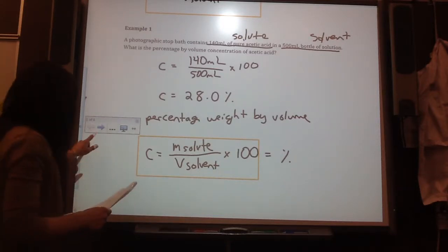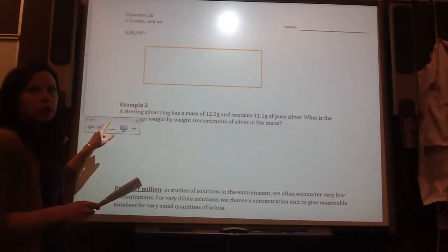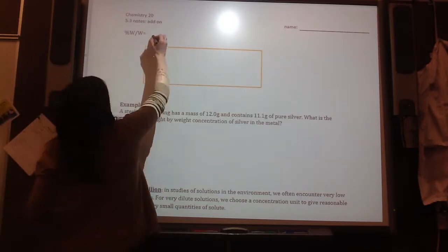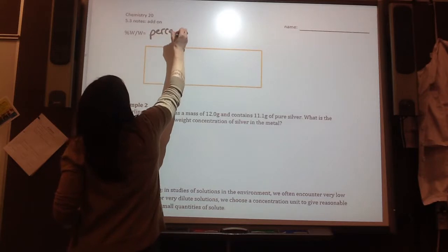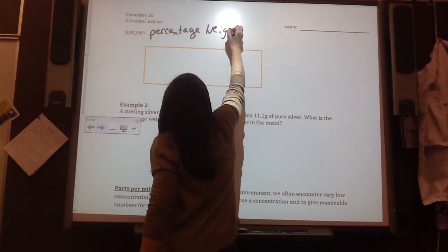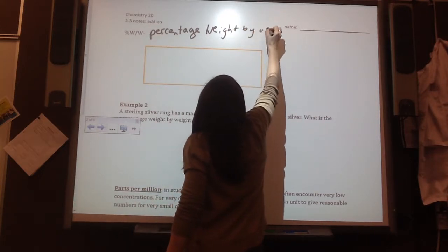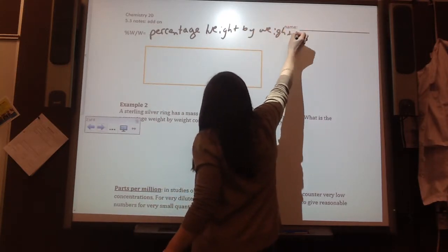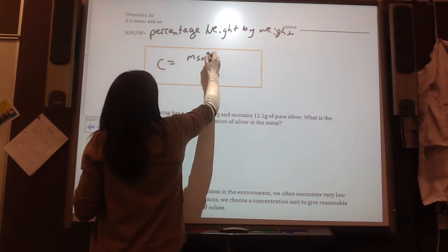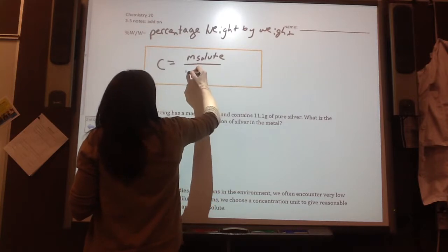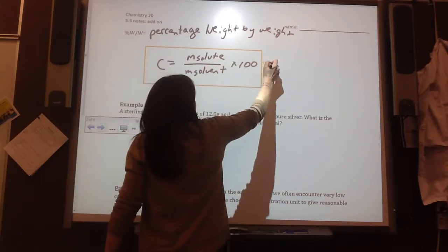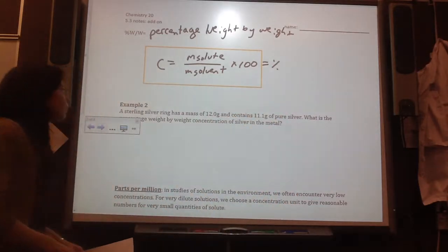Okay, so now percent W over W, this is percent weight by weight. So when we have our C, this is equal to the mass of solute divided by mass of solvent times by 100 will give us a percentage.